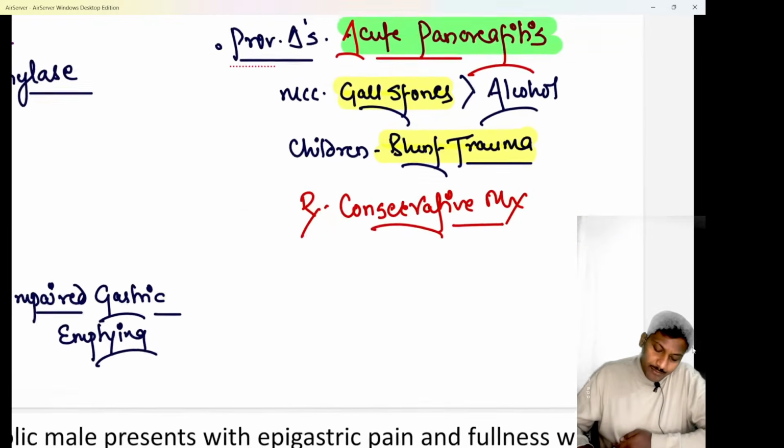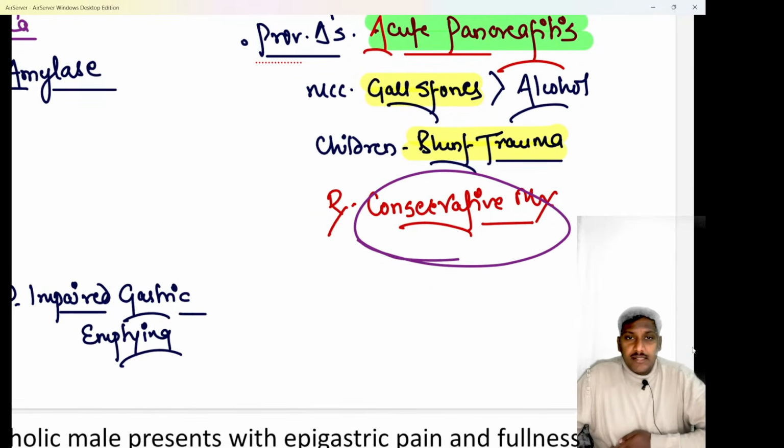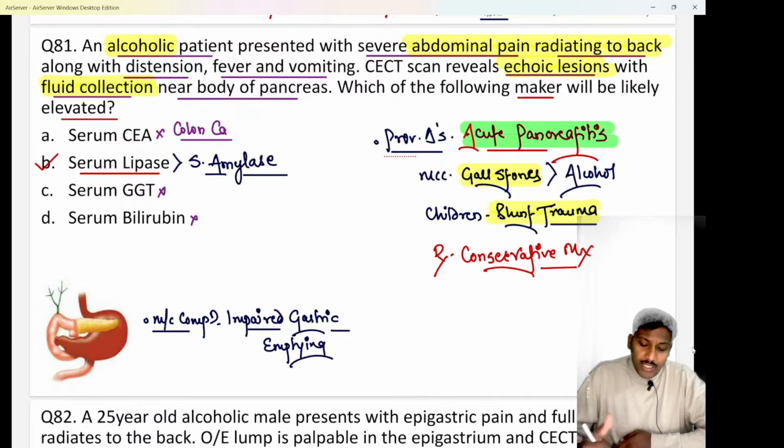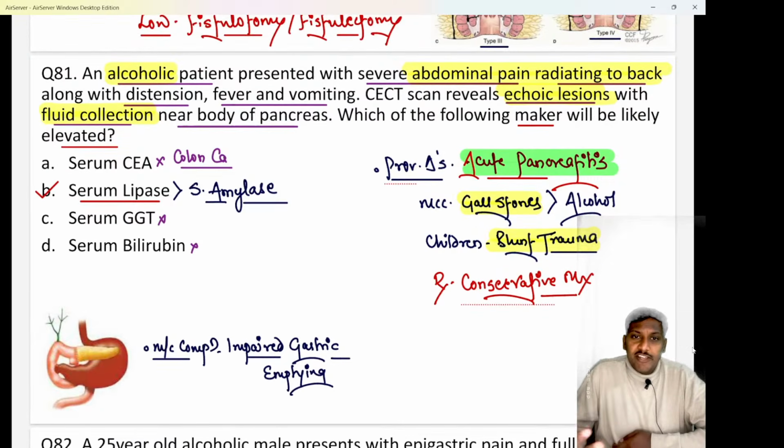And do remember, treatment in patients of acute pancreatitis is usually conservative management. And I've told you, conservative management means keep the patient nil per oral, give IV fluids, IV antibiotics, and analgesics for pain relief. That is what is given.